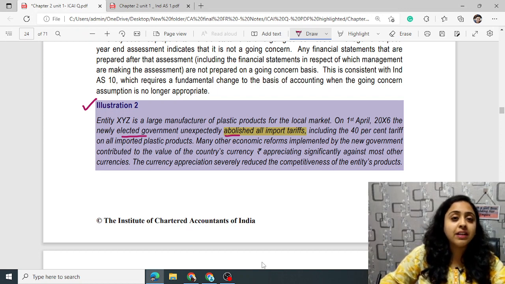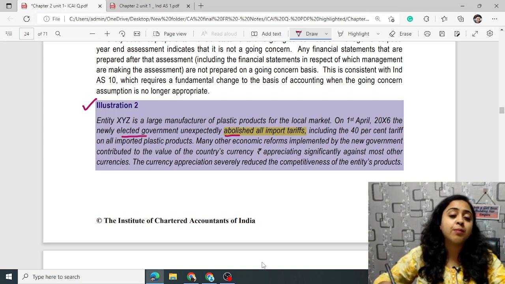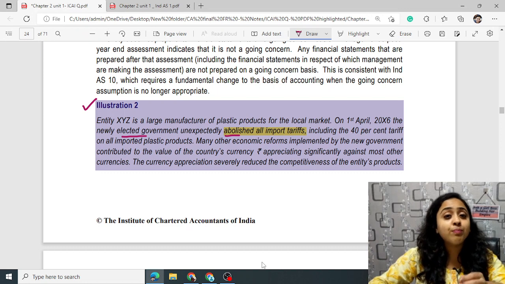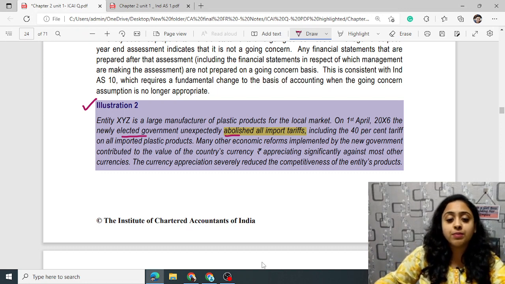The government has been newly appointed, the new government has come into force, and they have removed the import tariffs, the import duties. That's how imports become cheaper. This includes the 40% tariff on all plastic products. Such companies are plastic product manufacturers, and now imports of plastic products have become cheaper.